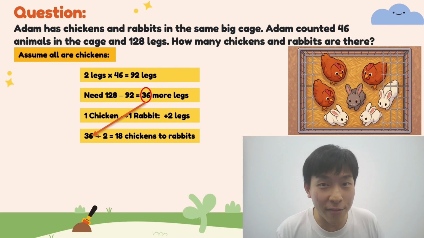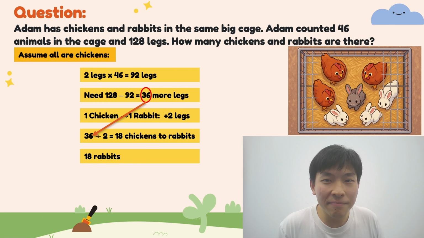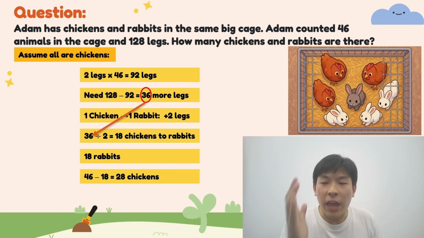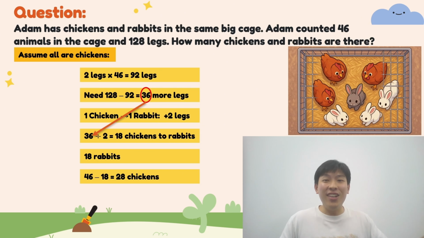So how many rabbits do we have? Perfect, we have 18 rabbits. How many chickens do we have? Yes, we have 28 chickens left. 46 minus 18. Good job, everyone. We have found the answer: 18 rabbits and 28 chickens.